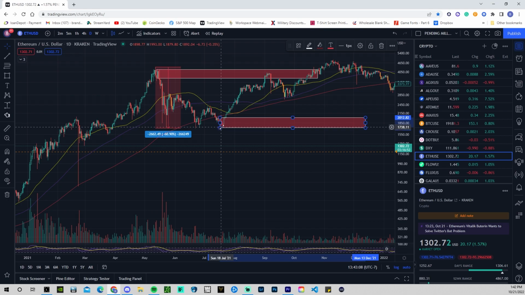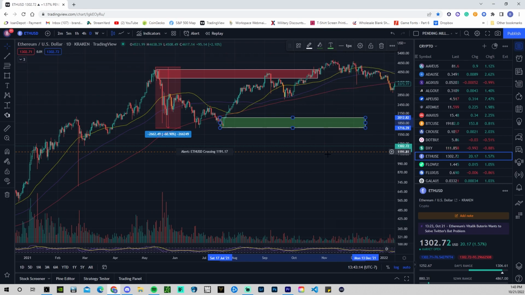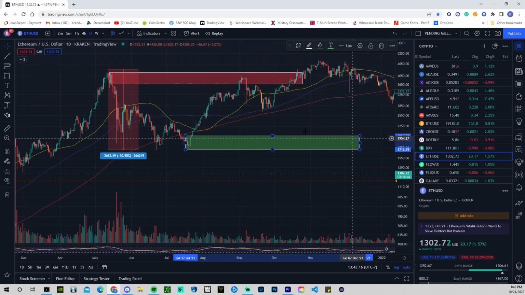I'm looking at the start of the move. I have it. I go from wick to wick. And the difference is I'm going to change this to green. So I know when I first look at my chart, without even looking at the price action, if I see this red box, I know that's a supply zone. And if I see this green box, I know that's a demand zone.